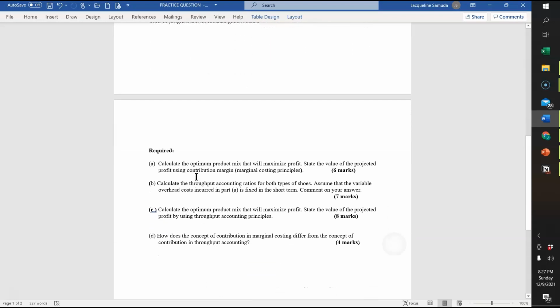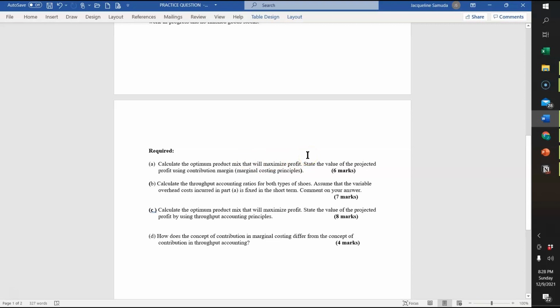So what is required of you in this question? First of all, you need to find out, using marginal costing principles, how many walkers and joggers to make, and that is what they mean by the product mix. How many walkers, how many joggers. And what is the objective here? You want to find the quantity of those that will maximize profit.